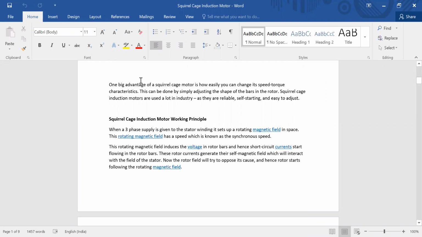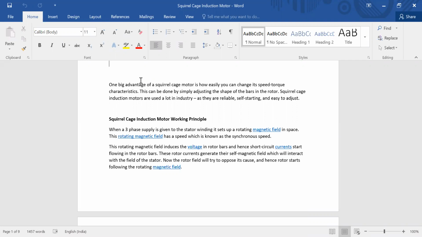Now it's rotating. This rotating magnetic field will induce a voltage in the rotor bars, and short-circuit currents will start flowing in the rotor bars. So when we apply this rotating magnetic field, it produces a voltage in the rotor bars, and the short-circuit current flows in them. These rotor currents produce a self-magnetic field, which interacts with the field of the stator. Now the interaction will be there.